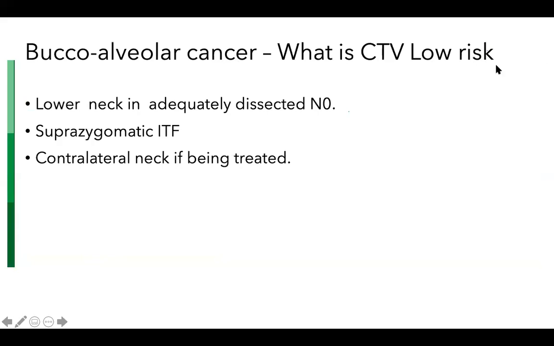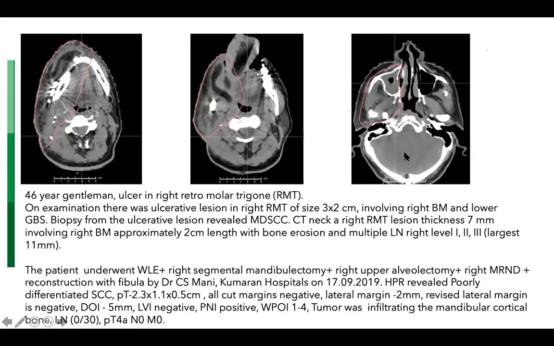What is the CTV low risk? The lower neck in an adequately dissected N0 neck. This is plus minus. A lot of people would treat it to 60, but I do treat this area to 50, 54 when we are SIBing. Suprazygomatic ITF and the contralateral neck if it is being treated.